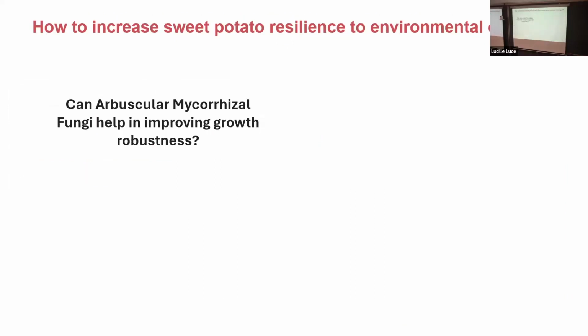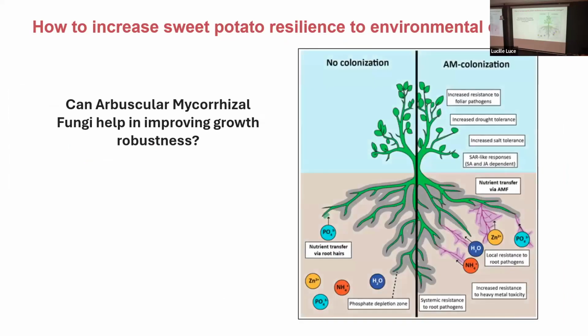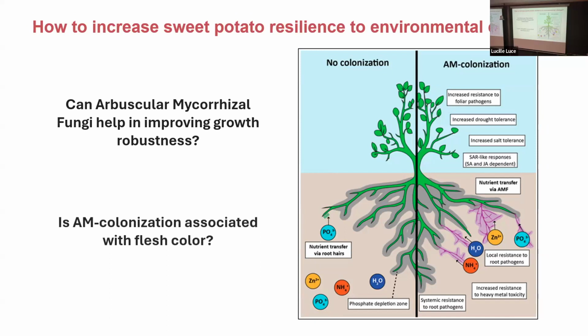We're also looking at arbuscular mycorrhizal fungi as a way to increase the robustness of growth patterns. These are important for phosphate deficiency, but these associations are also important for increased drought tolerance, salt tolerance, and we are looking at whether they provide benefit against cold tolerance as well as drought and waterlogging, etc. And whether this colonization is associated with flesh color.